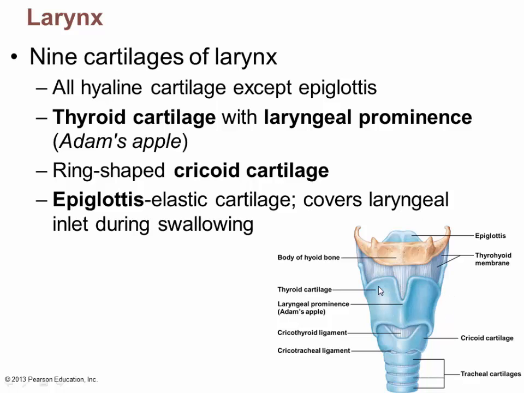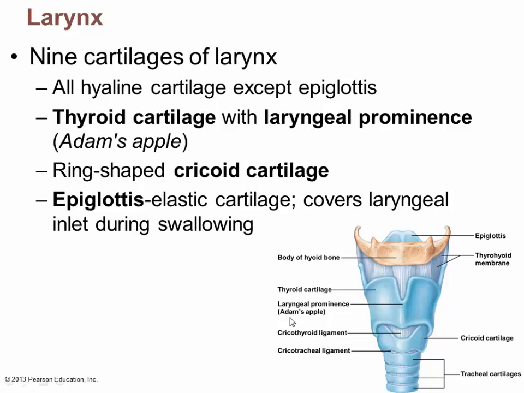The thyroid cartilage, this big, huge part right in the middle, at the very front of it, where it kind of bulges out, is a little spike. That's known as the laryngeal prominence, also nicknamed the Adam's apple. Now, this laryngeal prominence is thicker and larger in males because sex hormones such as testosterone stimulate its growth during puberty. It also causes the voice to change when this gets larger during puberty.